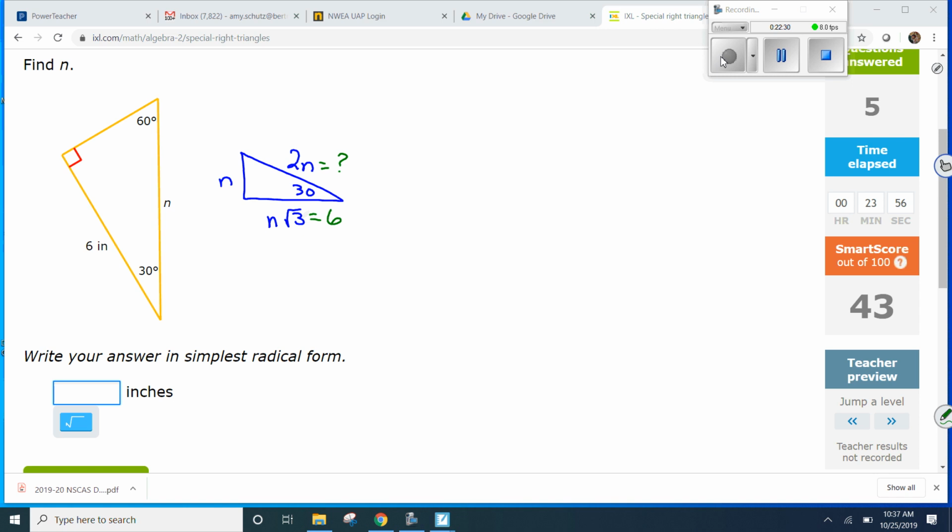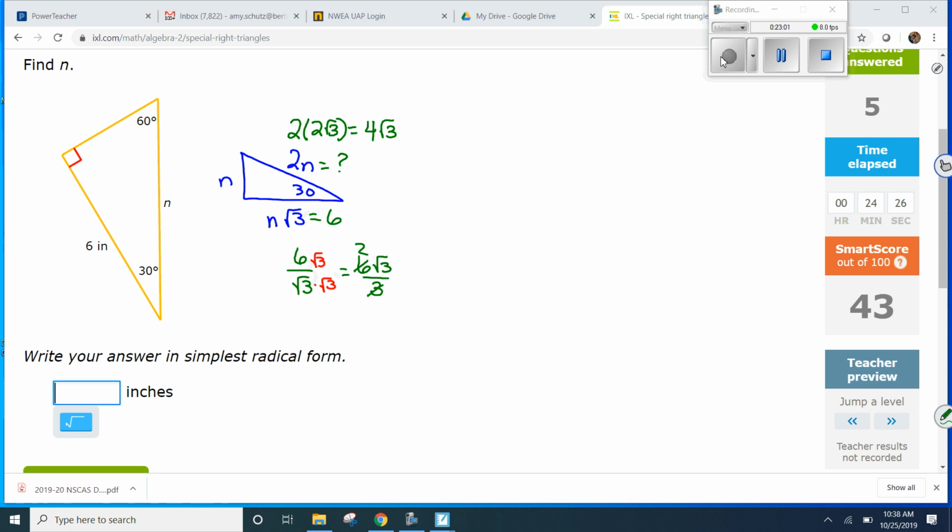So you would have to divide, and you get 6 over the square root of 3. If you rationalize the denominator, you're going to get 6 radical 3 over 3. The 3 goes into 6 2 times, and you get 2 radical 3. So that's n. So n is the same thing as 2 radical 3, and you get an answer of 4 radical 3.